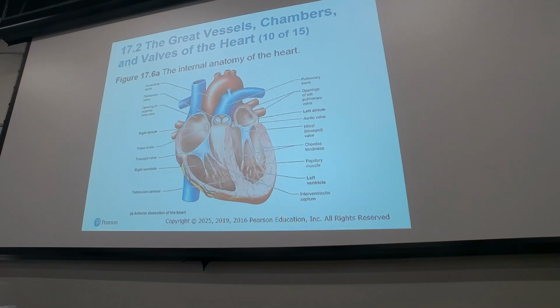Why? Because the valves, they have different number of leaflets. These are the atrioventricular valves. The one in the right side is called tricuspid for 3 cusps. And then the one on the left is called bicuspid, or also known as mitral valve. It has 2 leaflets on the left, 3 leaflets on the right.